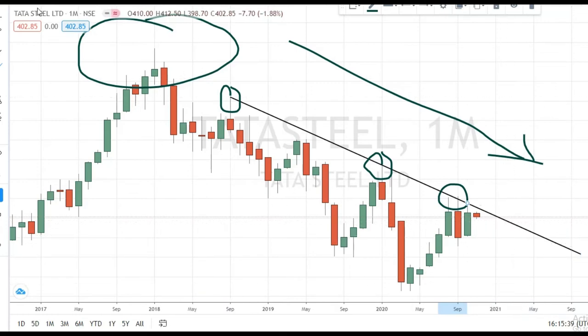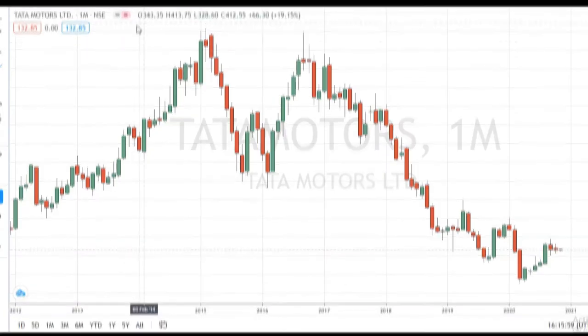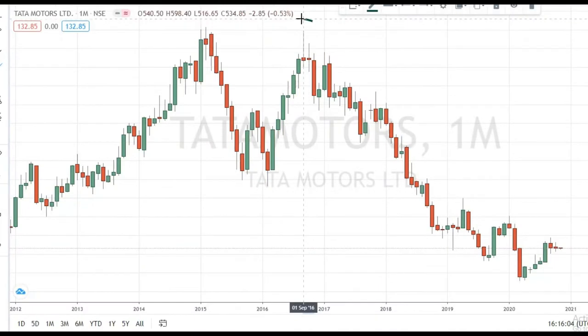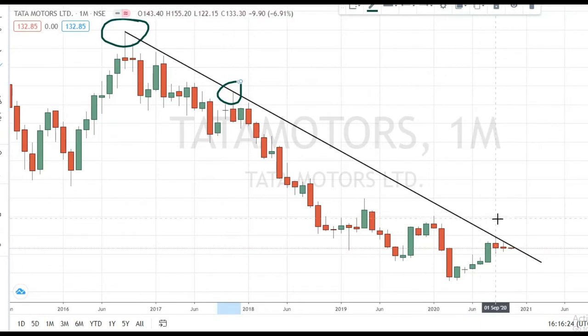Let's go ahead and check Tata Motors in the monthly chart. This is the Tata Motors monthly chart. We have to identify the highest point first. This is the highest point. From this point, I'll start drawing a downtrend line. Well, you can see I have attached to 2 points here. This is the first point what I have attached to, and this is the second point.